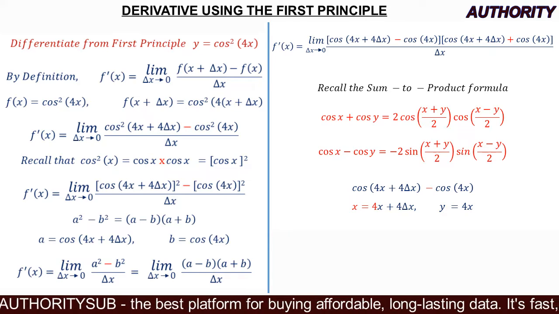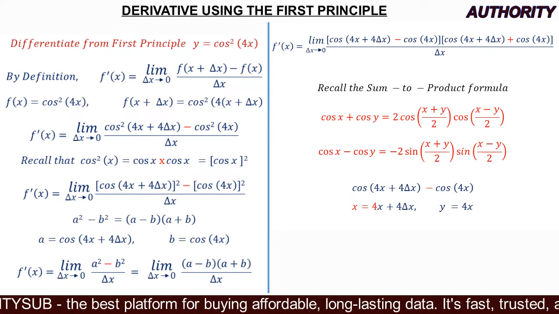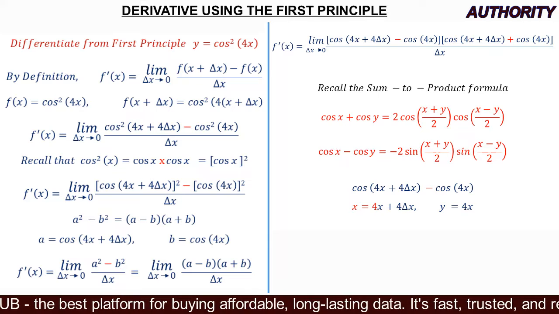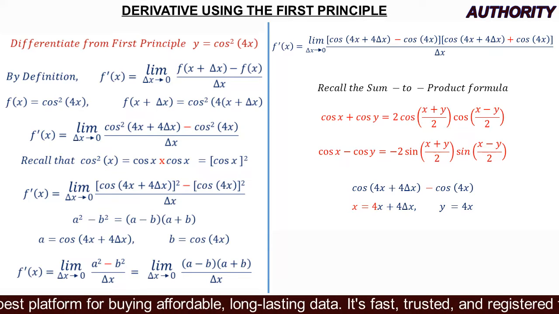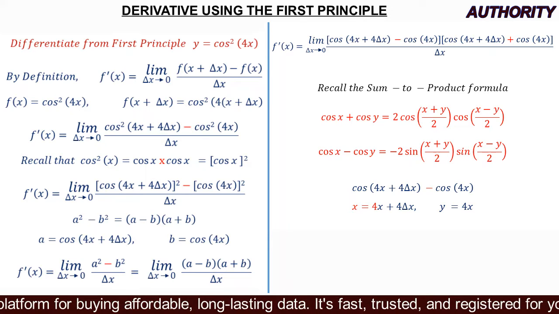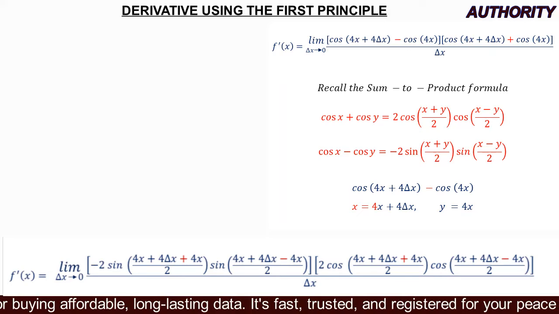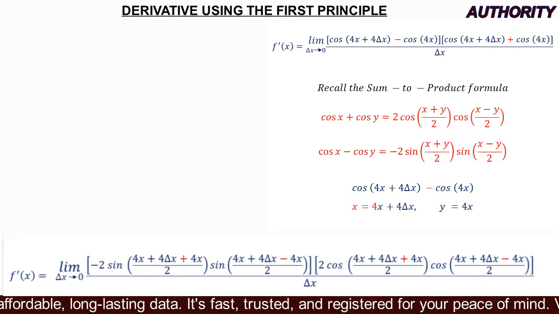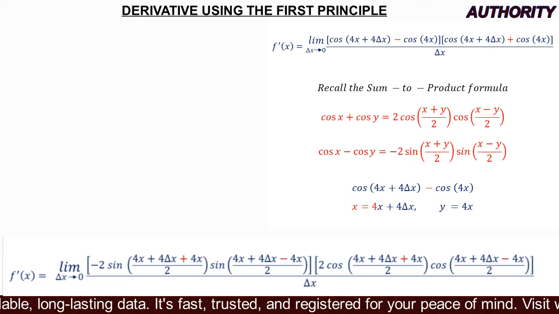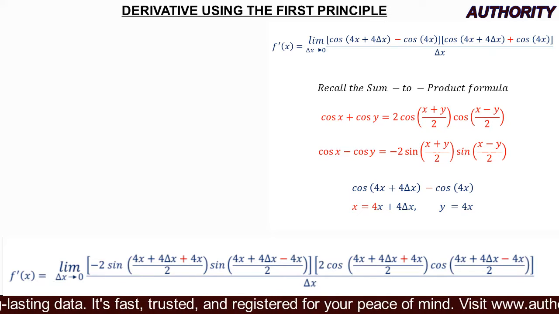So we are going to use the difference, the second one that says cos x minus cos y, because we are having a minus there. That means we are going to apply the sum to product formula, which says minus 2 sine of (x plus y). What is x? x is 4x plus 4 change in x, and y is 4x, all over 2.